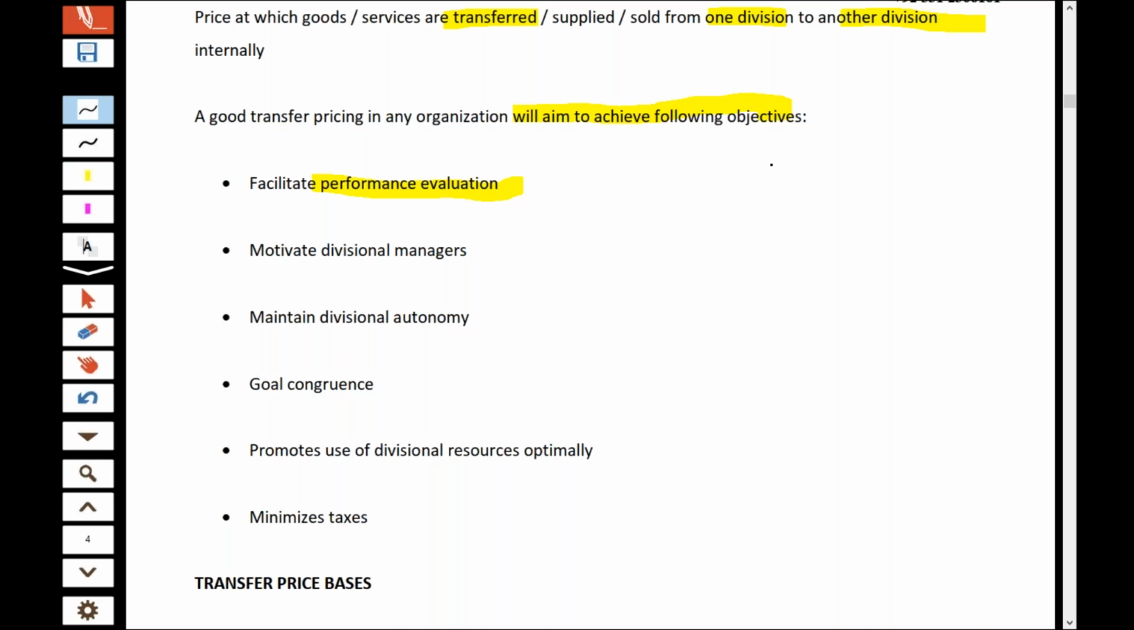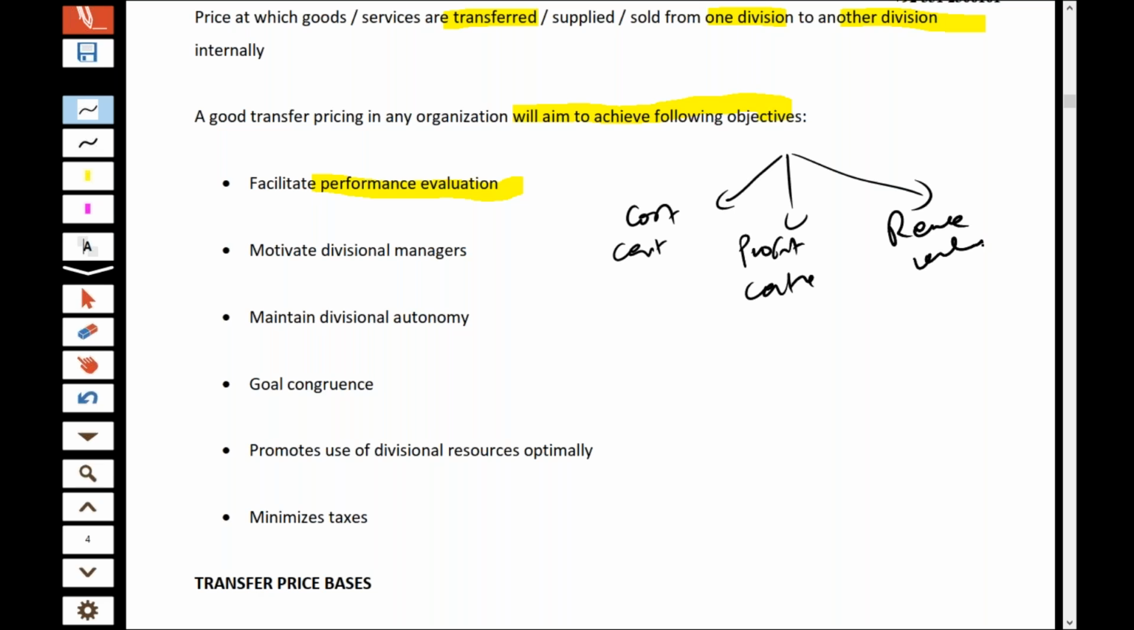You can have organizations where one of the departments is a cost center, one is a profit center, one is a revenue center, and one could actually be the investment center. So there could be multiple types of departments: the profit center, cost center, revenue center, etc. That's how things could operate. So depending upon how your organization is, the transfer pricing policy should be in line such that it is able to facilitate the performance evaluation.